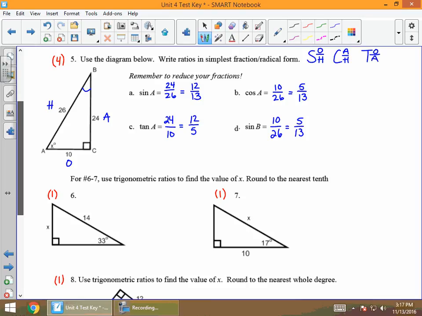Each one was worth 1 point. If you failed to reduce your fraction, I just took half off.